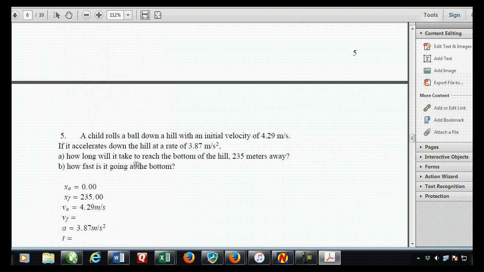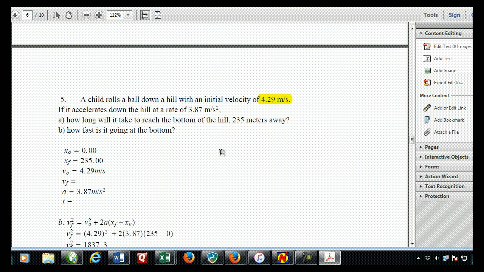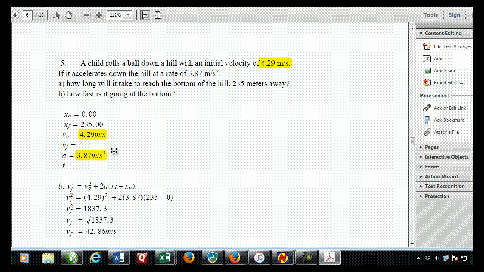Next problem, you have a child that's rolling a ball down a hill with initial velocity. It has some initial velocity, 4.29. Put that in my big 6. Accelerates down the hill, has some acceleration. How long would it take? You know, we're looking for question mark. And my distance is 235 meters away. How fast is it going at the bottom, which means we're looking for the final velocity.